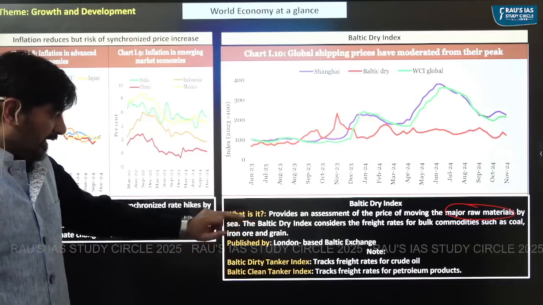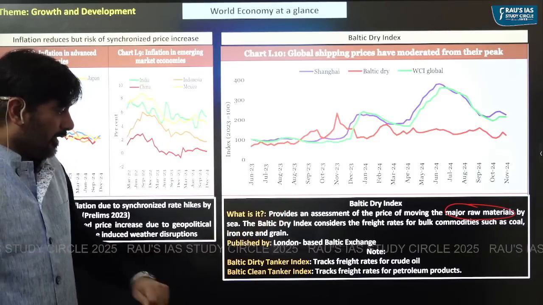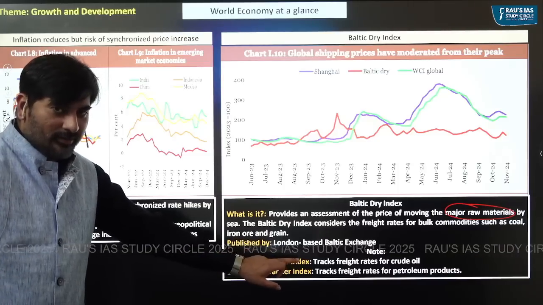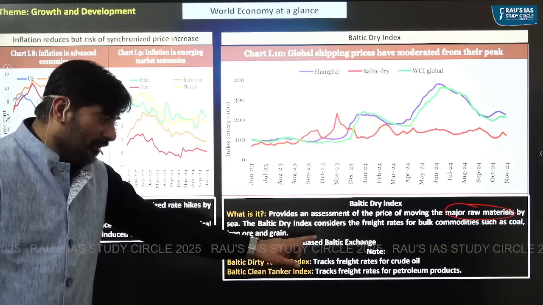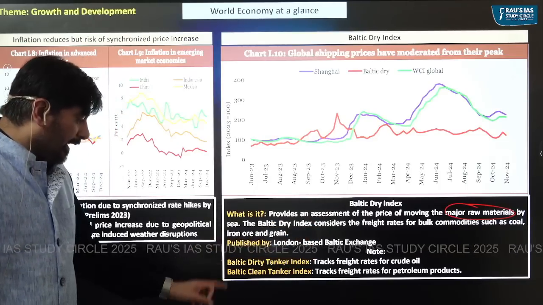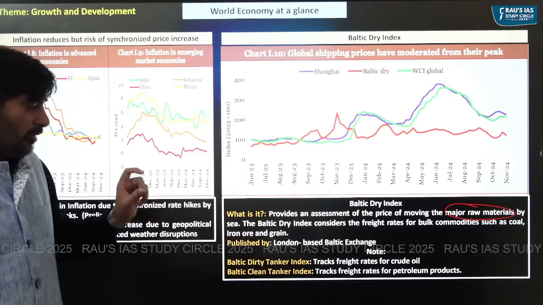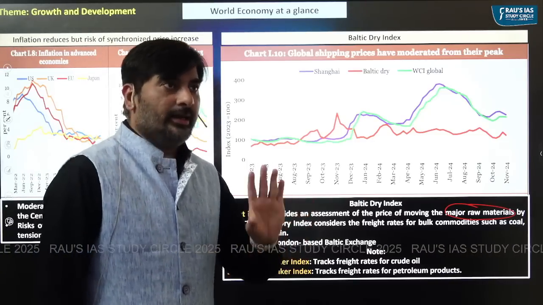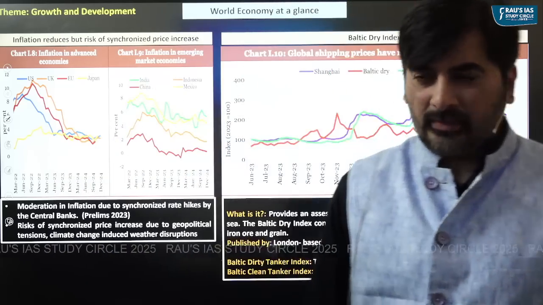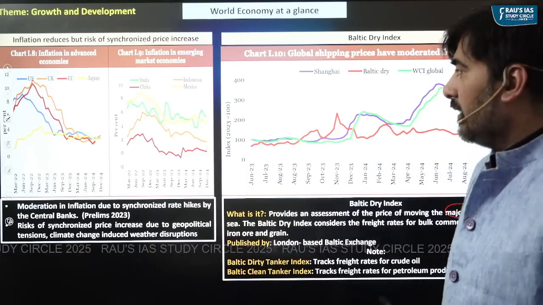Similar to Baltic Dry Index, which is for all the major raw materials, we have Baltic Dirty Tanker Index, and this one tracks the cost of transportation for crude oil. Baltic Clean Tanker Index tracks the transportation cost for movement of petroleum products like petrol, diesel, and so on. So these are some important global developments.